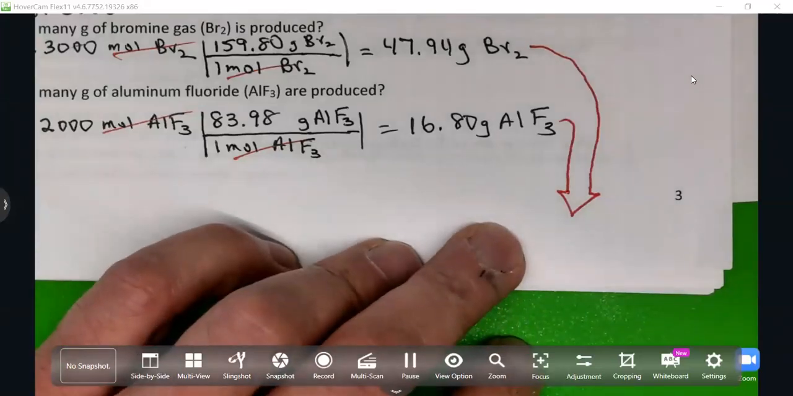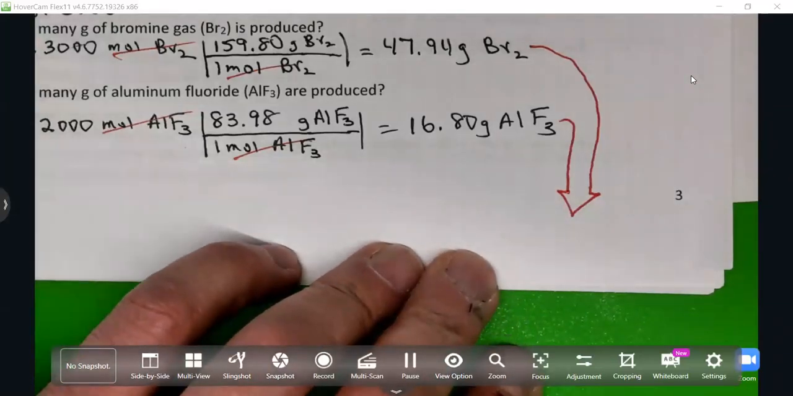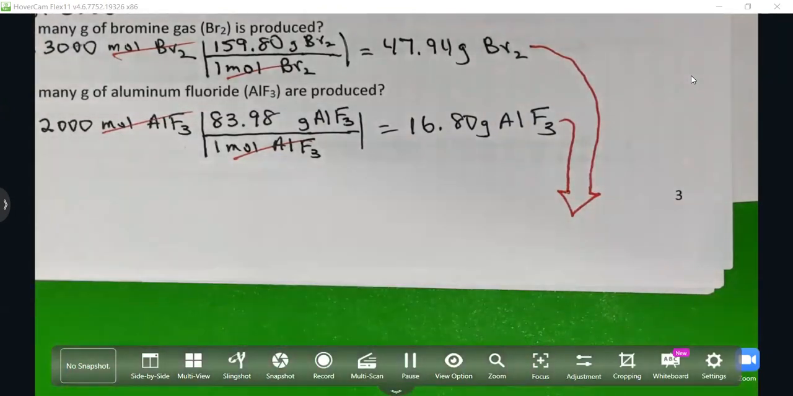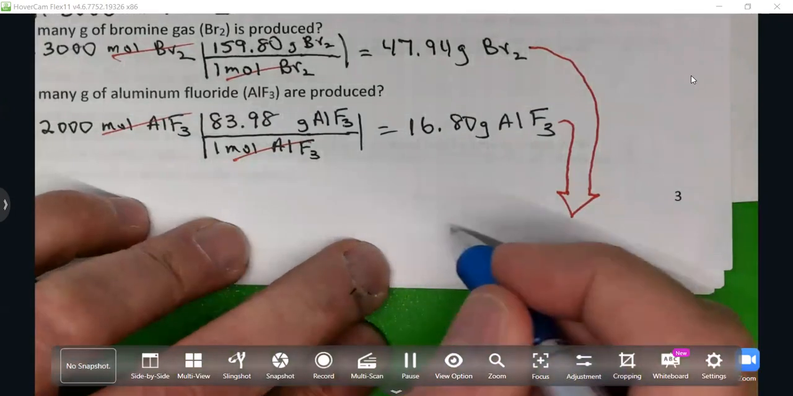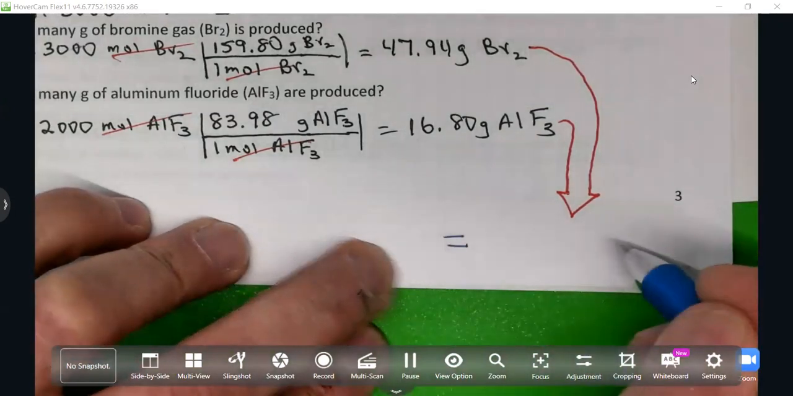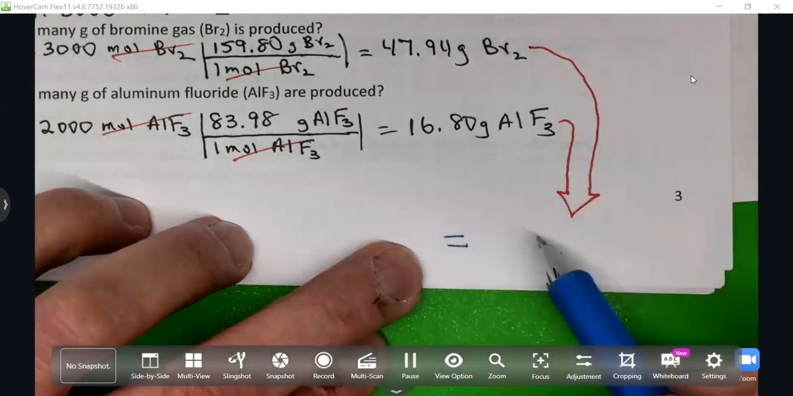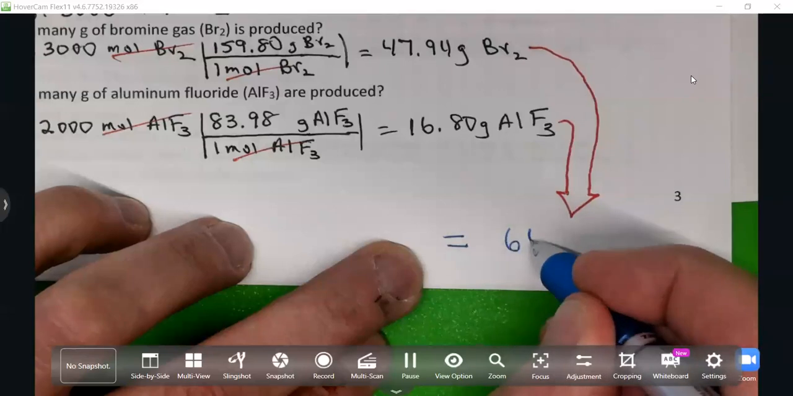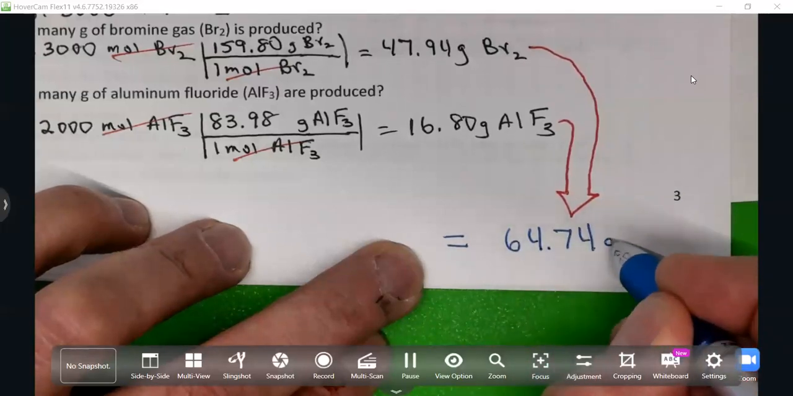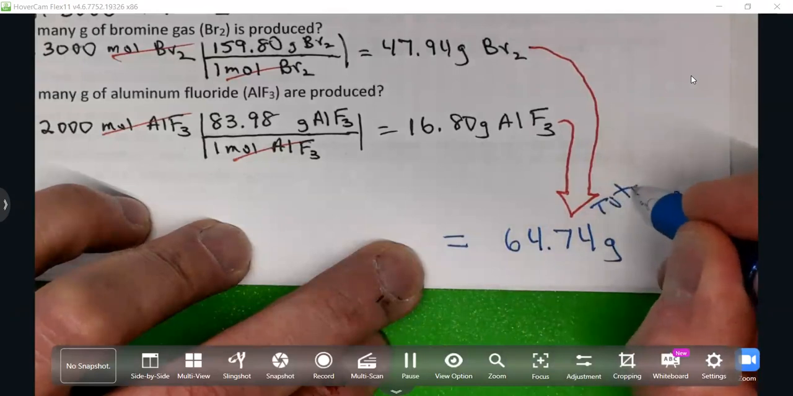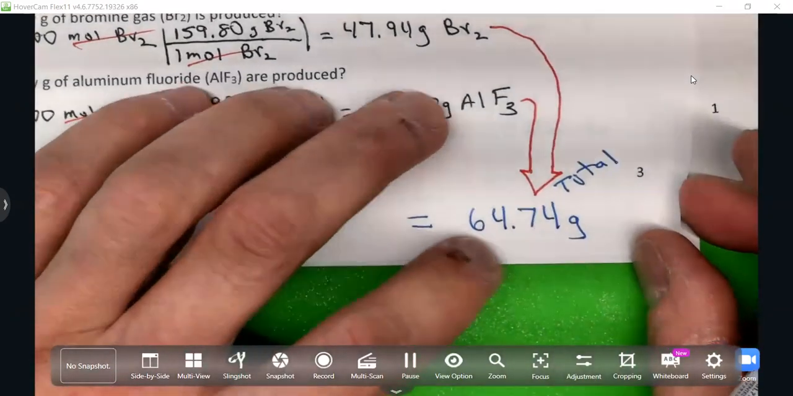What is your mass of total products? My total product mass is, I'm going to put an equal sign here, 64.74 grams, right? If we add those together, 64.74 grams total product produced, right?